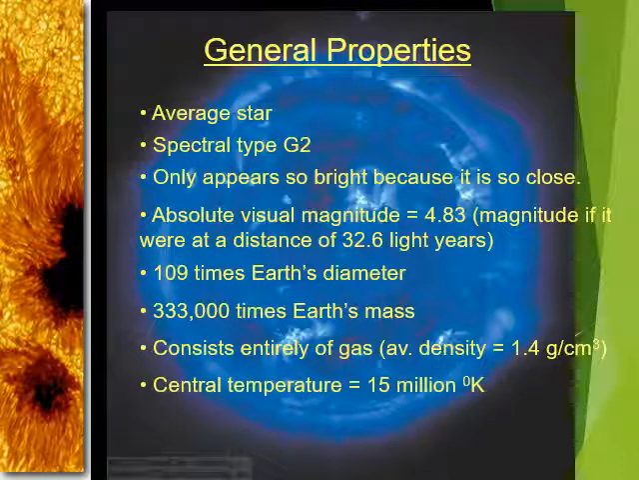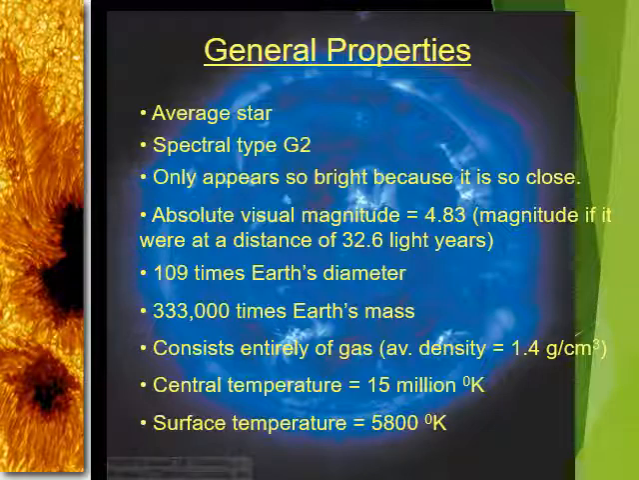Its temperature, well, it ranges quite a bit. Where the energy is produced, which is the core, it's about 15 million Kelvin. When you get to the surface of the sun, which is called the photosphere, its temperature is about 5,800 Kelvin. And that's the temperature that it's compared with other stars. The surface temperature or the photosphere temperature is how we compare our sun to other stars. Again, 5,800 Kelvin is an average temperature for a star. It's not the hottest, it's not the coolest.